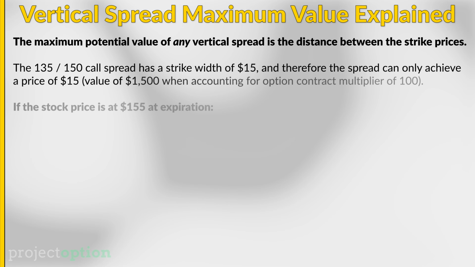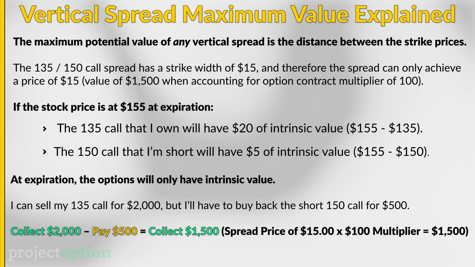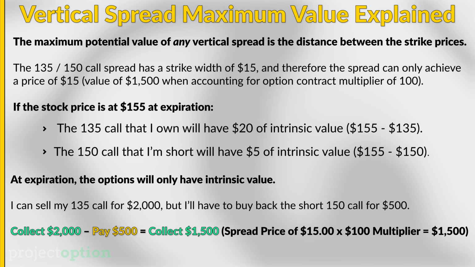So if I buy this call spread for an entry cost of $776 and it appreciates to its maximum value of $1,500, my profit on the trade will be $724. The reason that this call spread can only be worth $15 at expiration is because if the stock price is fully above the call spread, meaning the stock price is at or above $150, if we take the intrinsic value of the call option that I own and subtract the intrinsic value of the option that I'm short, it will always come out to $15 at expiration.